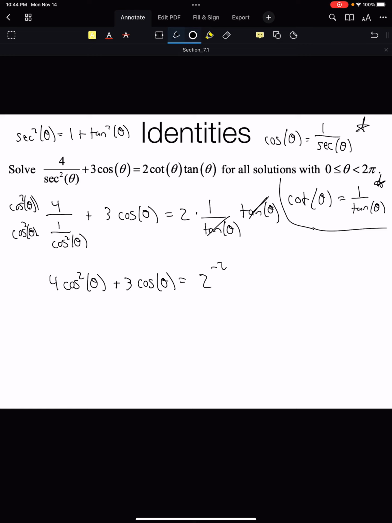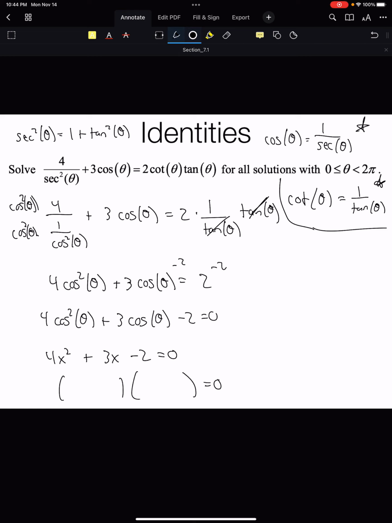So I would subtract 2 from both sides, and I get 4 cosine squared plus 3 cosine minus 2 is equal to 0. Okay, I could rewrite this. You don't have to, but I'm going to say this is equal to 4x squared plus 3x minus 2, just so that I'm more comfortable using x's than I am cosines. It's less clutter. And so I need to factor something times something equaling 0.